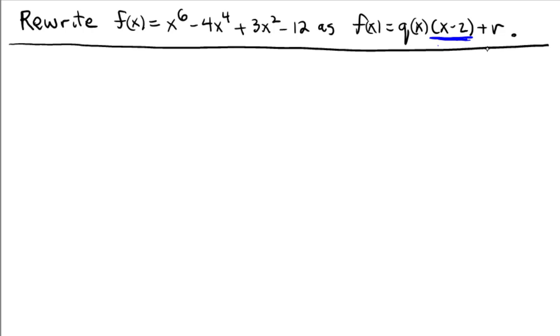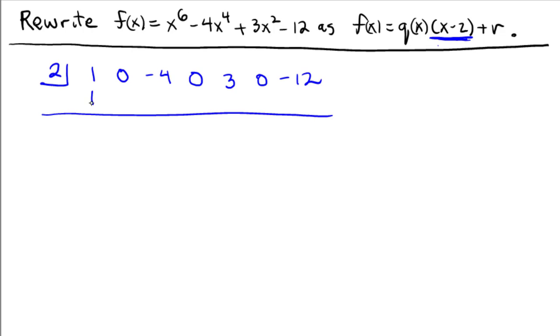If we divide by the quantity x minus 2, that means it's like putting 2 in the cubbyhole, and then we need to put all the coefficients of the polynomial f of x, which would be 1, 0, negative 4, 0, 3, 0, negative 12. Because remember, for example, there's no x to the fifth term, so we need to put a 0 to keep that place for us. So now, if we do our synthetic division, we carry down the 1.